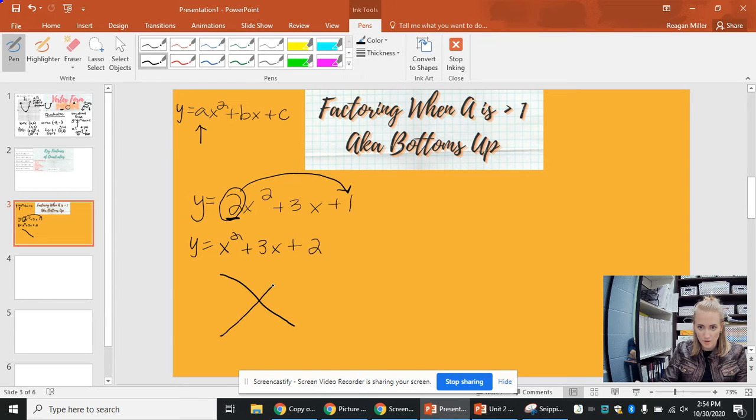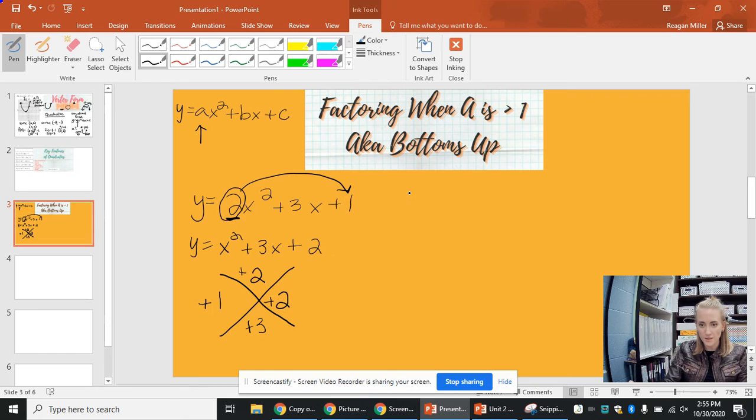Here I'm using Miss B's big X method. So I'm going to put my C value up top. It's a positive 2. And my B value on the bottom, it's a positive 3. This one's pretty simple for the factors of 2. There's only one set. You have 1 and 2. The only two numbers you can multiply to give yourself 2 are 1 and 2. Everything's positive, so I don't have to worry about my signs there. I have a positive 1 and a positive 2.